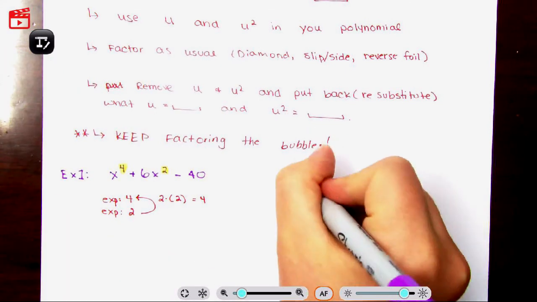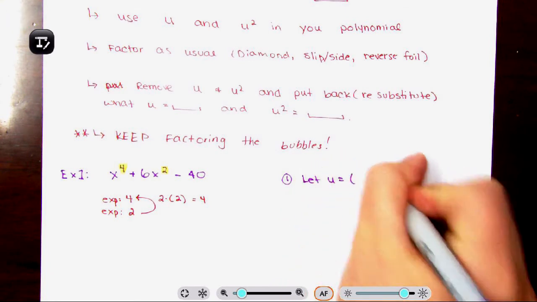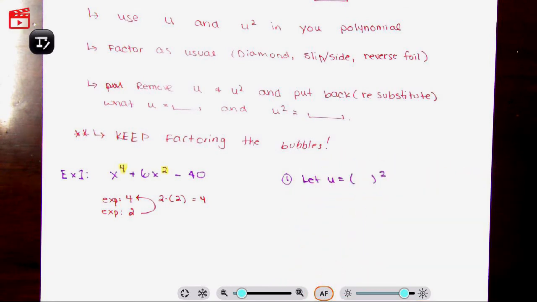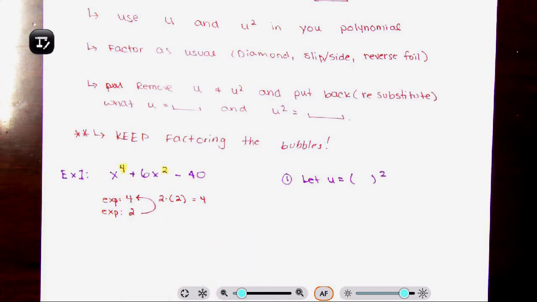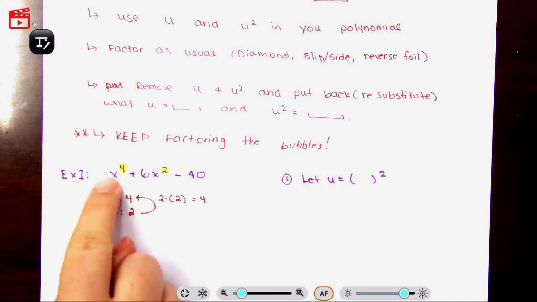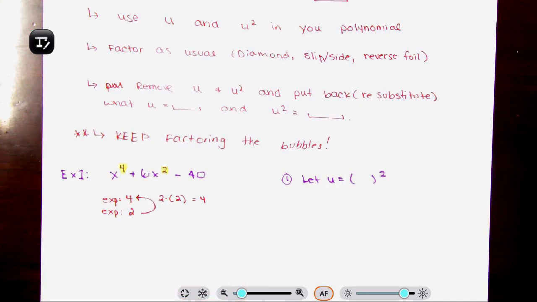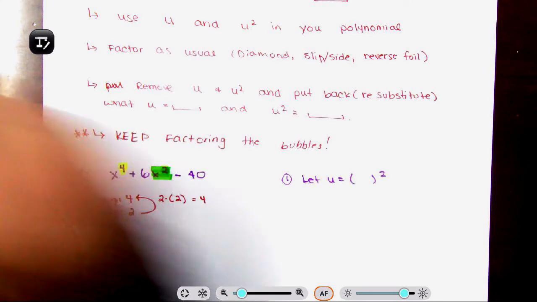We're going to let U equal bubble squared. So what are we letting U equal to? We're going to let U equal to this x squared right here. If 6 was a 9, we could do 3x cubed, and right here was a 9 as well. We can have a coefficient, but typically you don't. So we're going to let U equal our x squared.